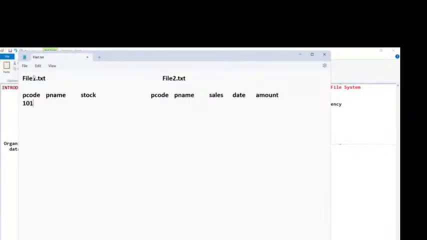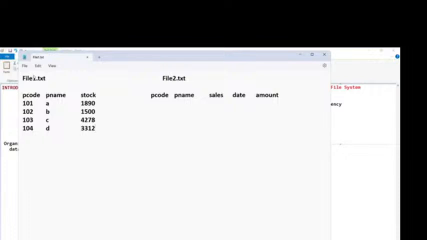101, A, 1890 is the stock. 102, B, 1500 is the stock. 103, C, 4278 is the stock. 104, D, 3312 is the stock. Those are the products in file 1.txt. You have four products.